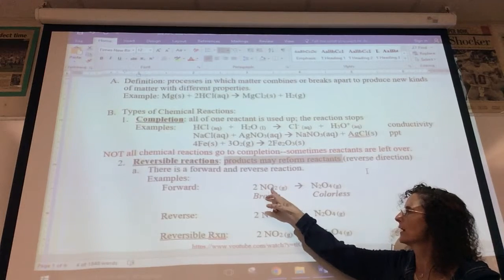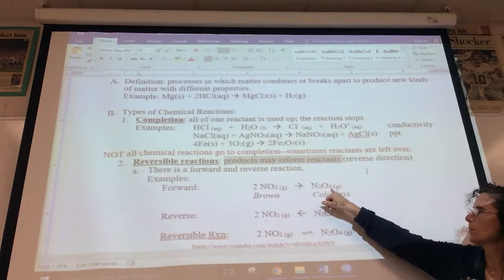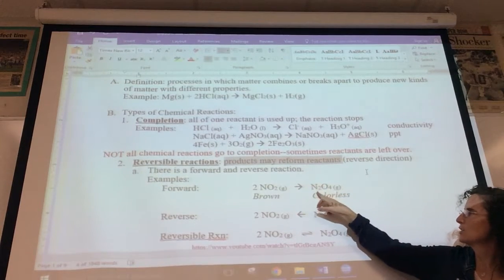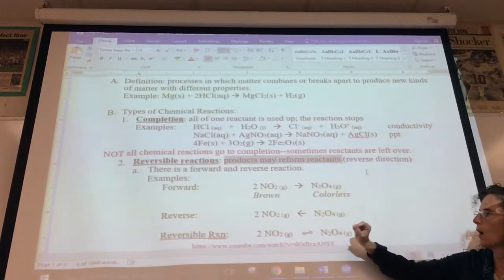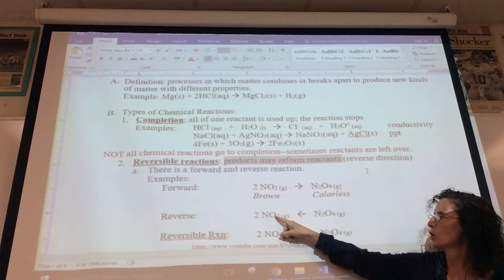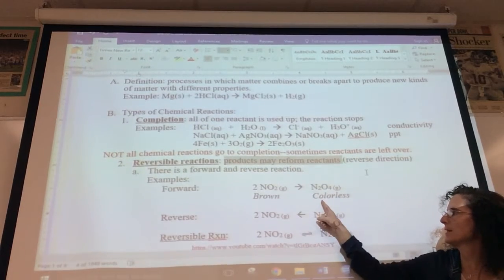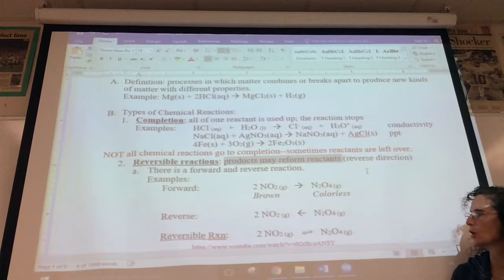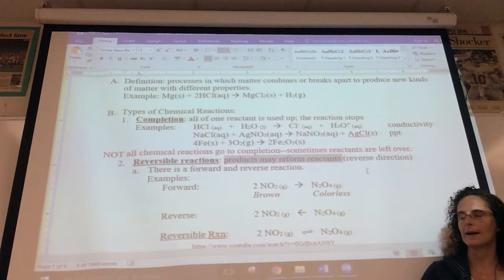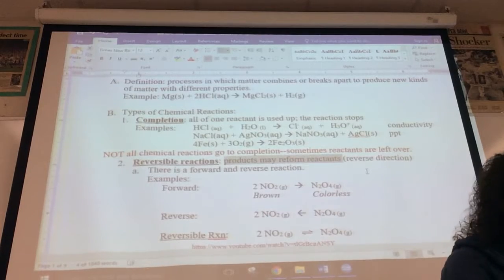So you've got brown nitrogen dioxide gas. It can react with itself to form colorless dinitrogen tetroxide. This dinitrogen tetroxide can break apart and reform the nitrogen dioxide gas that initially formed it. You can figure out whether the forward or reverse reaction is occurring based on the color of the gas you have, which I'll show you. And instead of writing two reactions out, you can write a reversible reaction in which you have this double arrowhead here. Now, I typically write it that way.